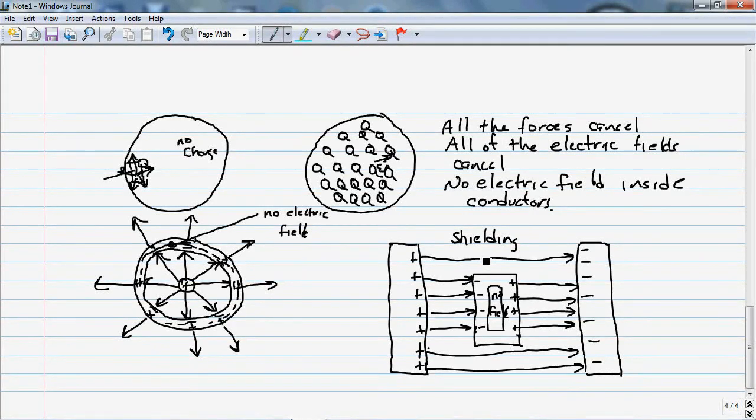Why would this be useful? Well, let's say that I have a piece of equipment that's very, very sensitive to noise outside. And I want to be able to analyze this box without noise. Well, what I do is I put this box inside of a metal box, and the metal box keeps this outside interference from affecting it. Anything electrical, the box will keep from going inside to affect my piece of equipment.